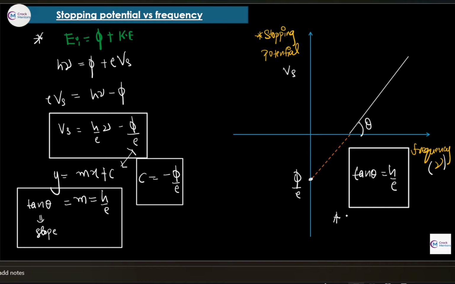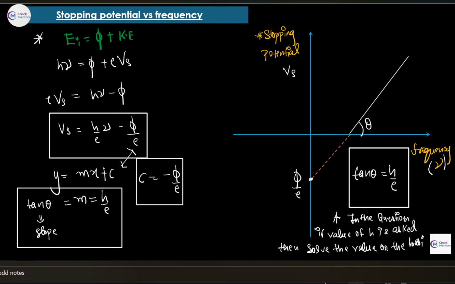In the questions, I'm marking a very important statement right here. I'm hoping that it is visible to you. In the question, if the value of h is asked, then don't put the value, but solve it on the basis of the graph. I'm writing it here: on the basis of graph.